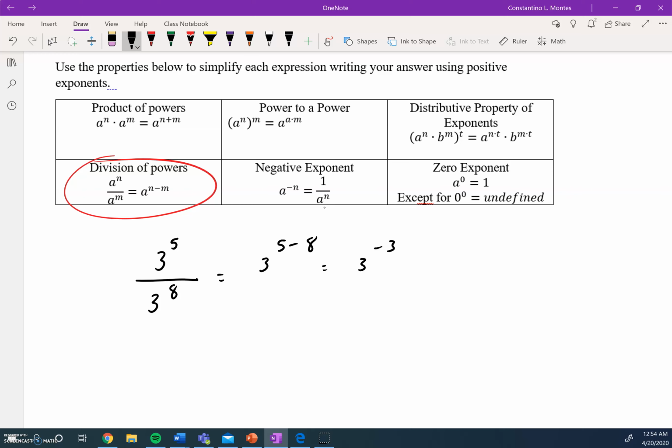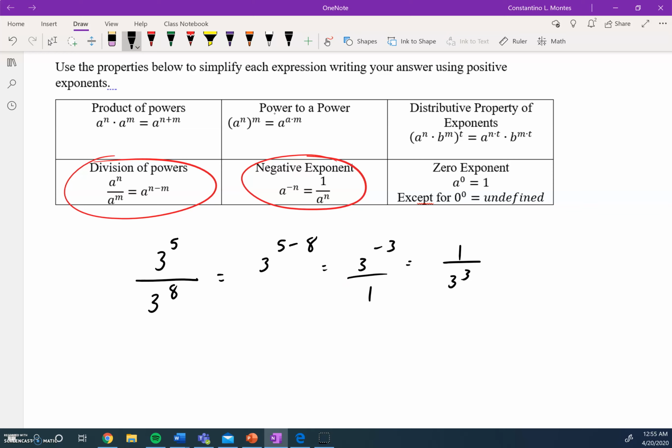As far as being simplified, you're about 90% of the way there, with the exception that we have a negative exponent here. And if you look at the instructions, we have to write it using positive exponents. So we're going to use this rule and rewrite this as 1 divided by 3 to the power of 3. Just like I mentioned in the video below, we can think of this as moving down to the denominator or up to the numerator, depending on where it's at, just to make things simpler for us.